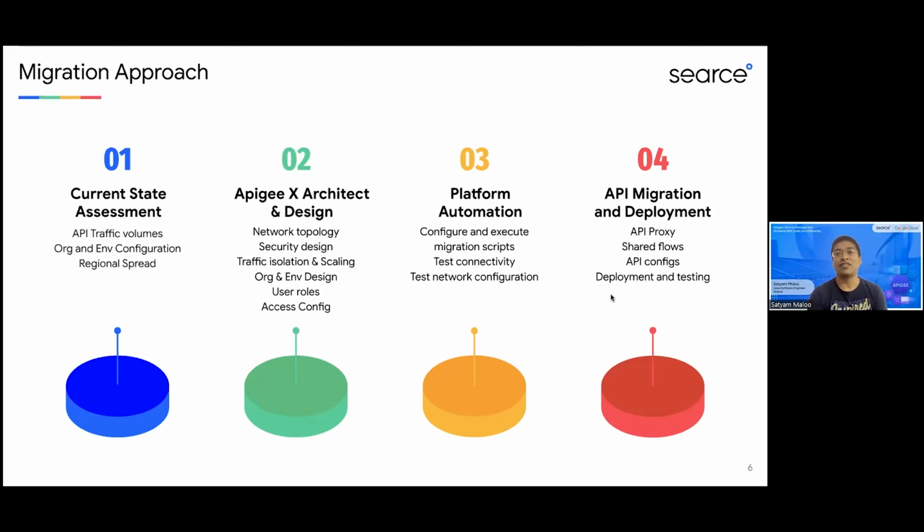The last bit is where we'll get you the actual APIs. In your old org, you might have some APIs, proxies, shared flows, and all that. For all those, we have an automation script that basically runs. It does the major lift and shift work and does a few changes as well, so very little manual intervention. You would have all your API shared flows and API configurations migrated, deployed, and then tested. So that's our API migration approach.